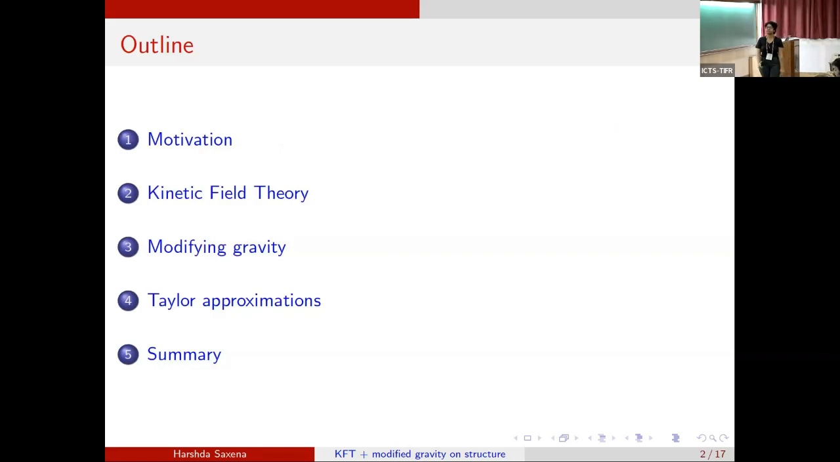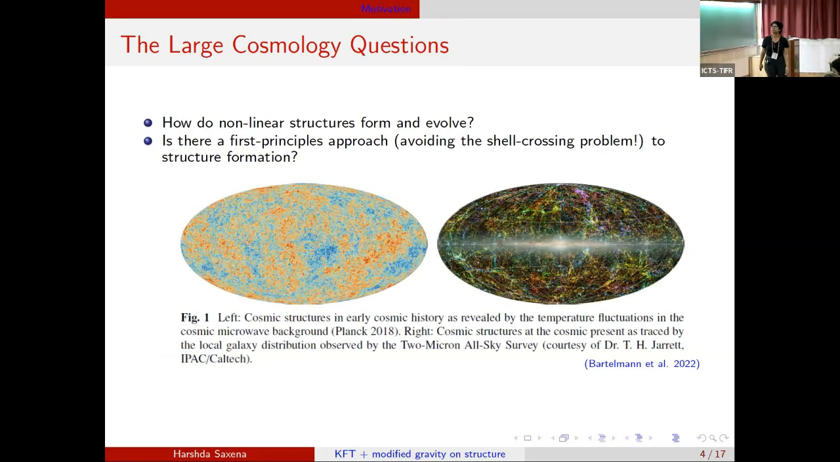So this will be the basic outline of the talk. I'll be starting with the motivation of why Matthias started to think about kinetic field theory in the first place, what the formalism of this theory is, why we care about modified gravity, and some approximations that we'll be making to make our lives easier. So let's start with the motivation.